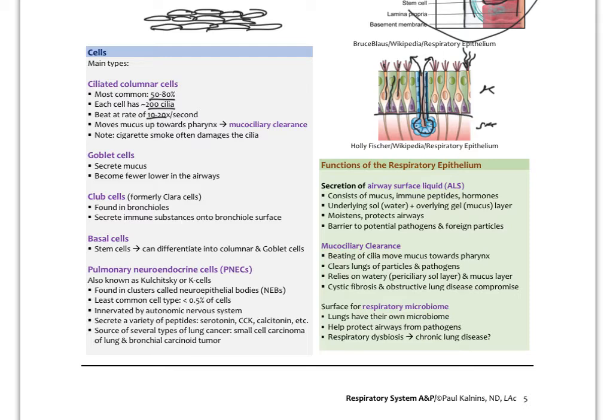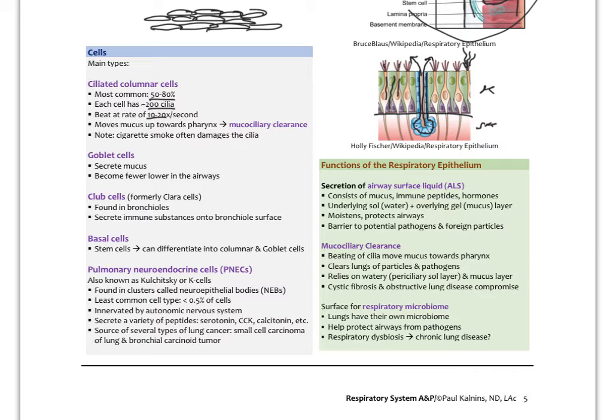Interestingly, cigarette smoking often damages the cilia. So that's one reason why, with cigarette smoking, we start to have less mucociliary clearance. You also tend to have more potential for infection because you're not able to clear all those things out. And even further damage from tobacco smoking will create an inflammatory process that can lead to chronic bronchitis and emphysema. And so we'll look at those conditions.